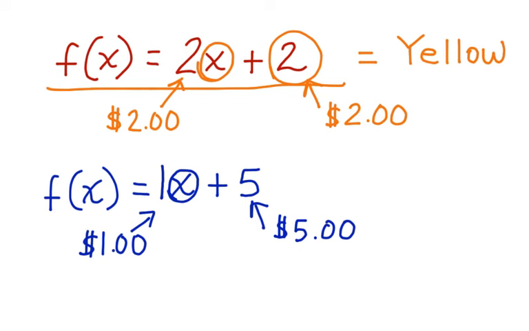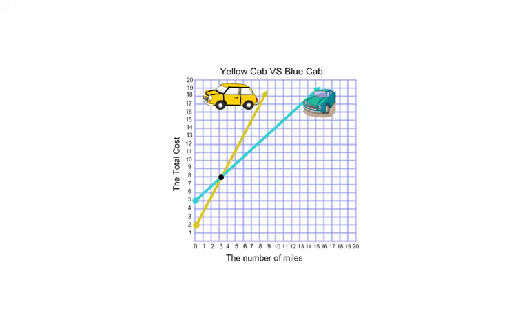And you can see by looking at the graph that if the blue cab goes 3 miles, the total cost is $8. And if the yellow cab goes 3 miles, the cost is $8. Let's look at the graph again and check and make sure that this is accurate. Here's our graph. Let's look at $8 and 3 miles. If we're going 3 miles, the total cost on both cabs is the same. It is $8. Working in this way shows us how we can use the graph of a function and function rules to solve problems.